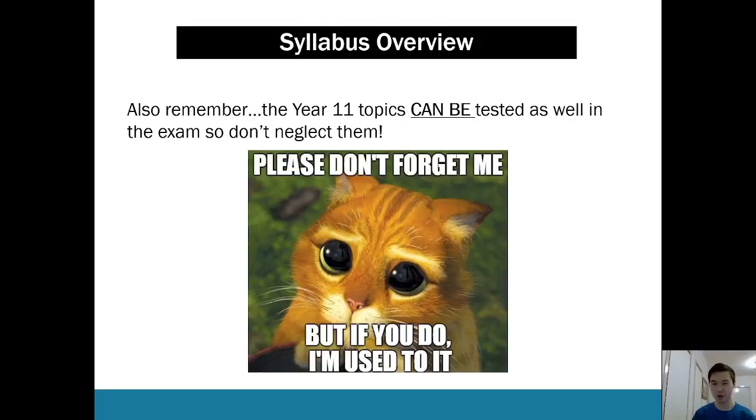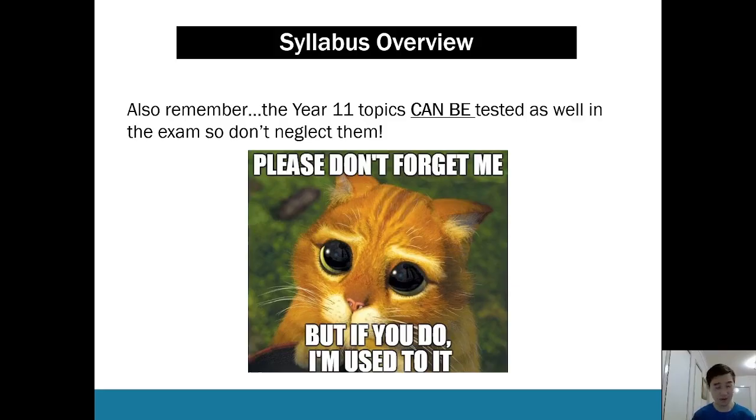Also, just a warning to you guys, make sure you don't neglect year 11 content because it can be assessed as well in the exam. So up to, I think the guide is around 30% of the marks in the HSC paper come from year 11 content. So don't forget to study for year 11 content as well. It's really important.